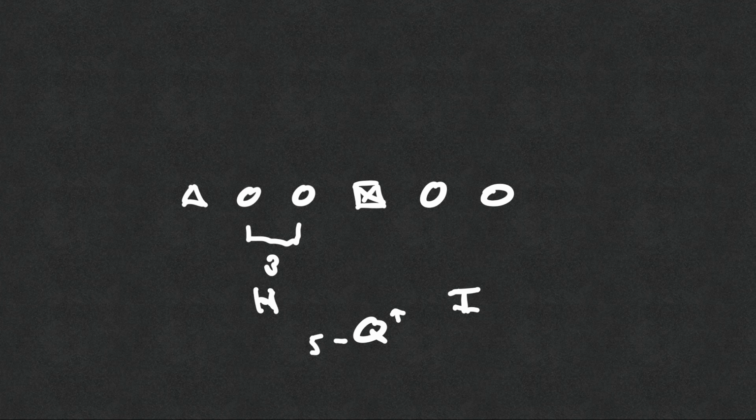And then the back's alignment depends on their speed as far as width. So ideally, we want his outside shoulder splitting the crotch of the tackle. So if the kid's a little bit slower, we'll move him in and just put his outside shoulder in the B gap or line him up directly in the middle of the B gap.